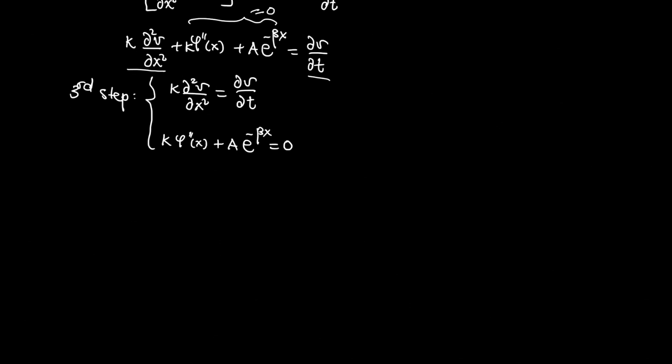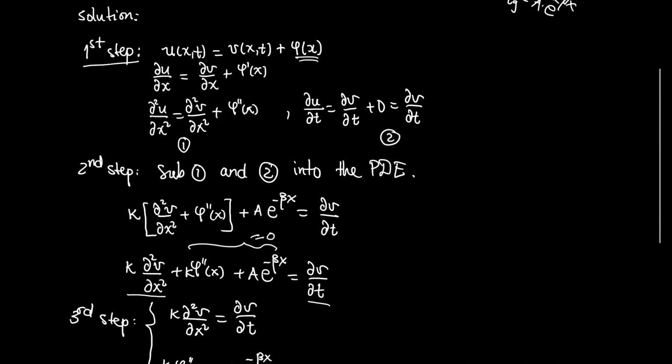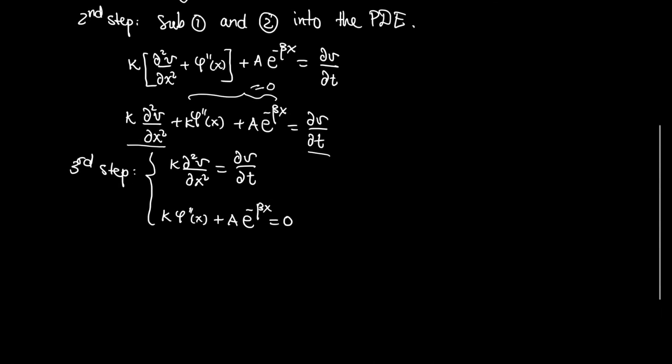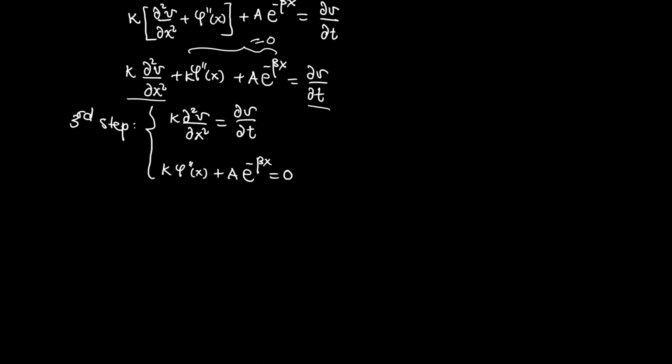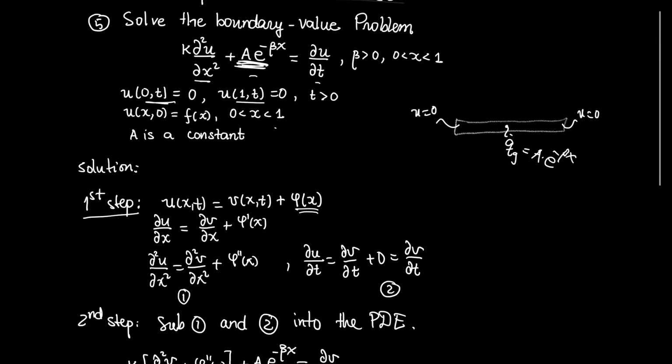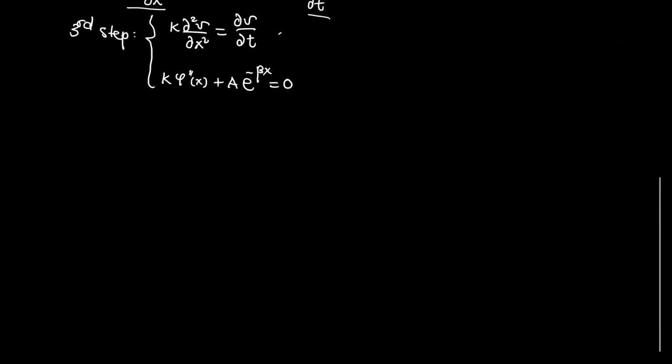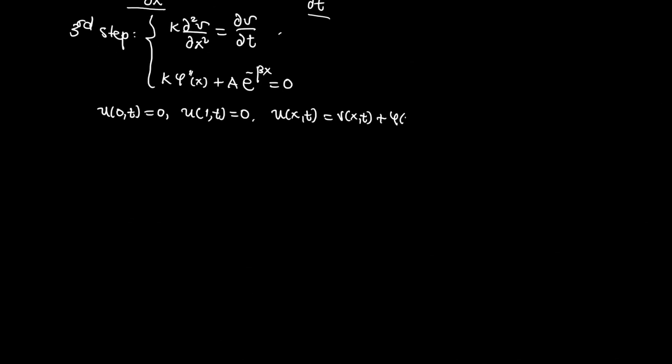So you just have two problems. You have to solve the first one for v, the second one for phi, and then just remember that the general solution is v plus phi. Okay, now to solve this, you need the boundary condition and initial condition. And to solve this, you also need that. Okay, from the problem, I have that u(0,t) equal to 0, and I have that u(1,t) equal to 0. I know that u(x,t) equal to v(x,t) plus phi(x).